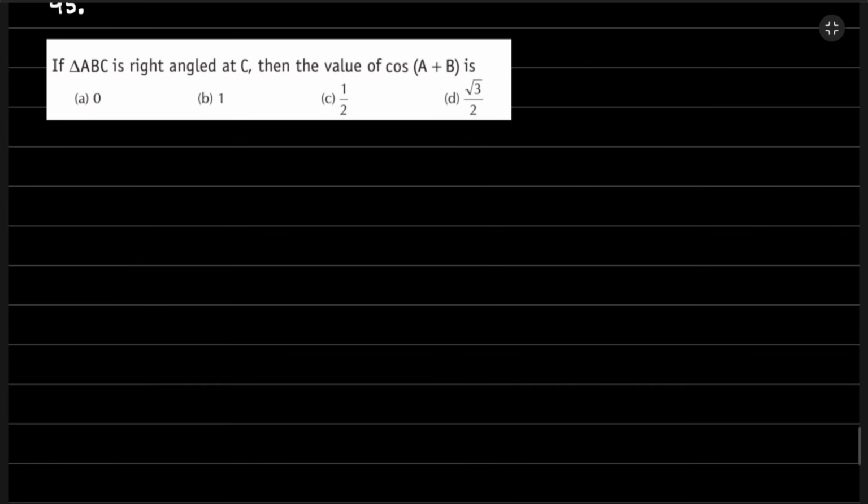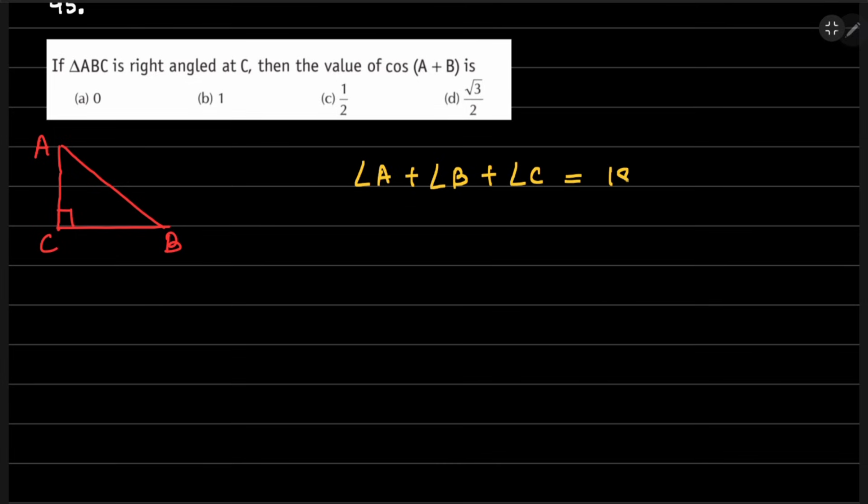If triangle ABC is right angled at C, so you have a right angled triangle ABC right angled at C, then the value of cos of A plus B will be. So whenever, even if it is a right angle triangle, what is the sum of the three angles? Angle A plus angle B plus angle C will be 180 degree, right? Angle sum property of a triangle. You know that if one of the angles is 90 degree, that is angle C is a right angle. So angle C is equal to 90 degree.